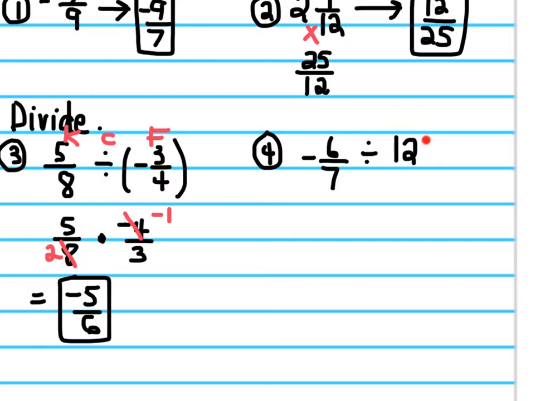So that's what I want to do here. I want to make this an improper fraction, so I'm going to put that over 1. Then with your red pen, I want you to write KCF. Keep, change, flip. So we keep the first fraction, and again, I'm going to put the negative with the numerator, negative 6/7. We change this division to multiplication, and then we flip the second fraction, 1/12.